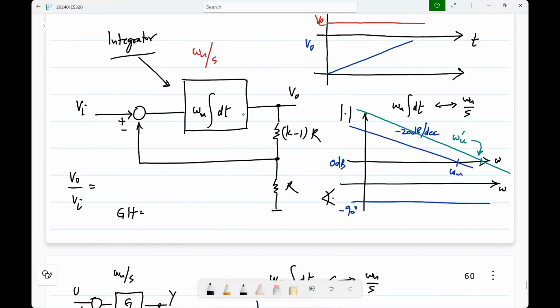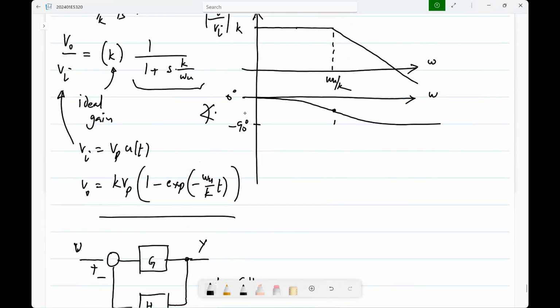So what is GH? Omega u by Ks. Again, I'll represent this as L of S. Okay. So now, if I plot, I know that L of S is omega u by K times S. So if I plot the magnitude of L, what will I get?